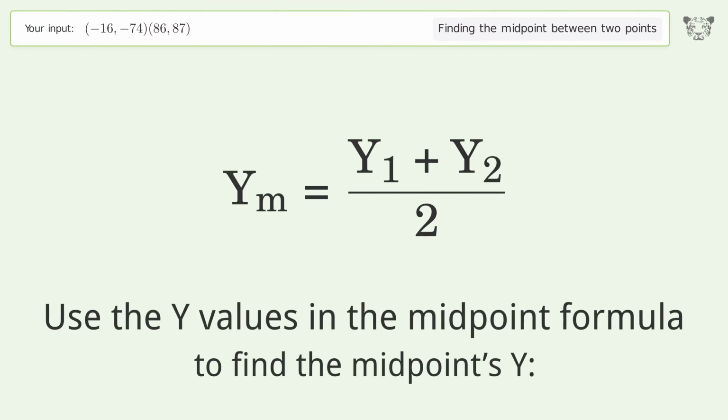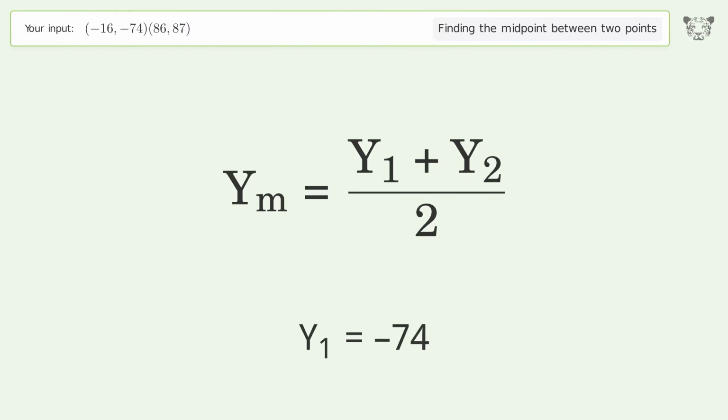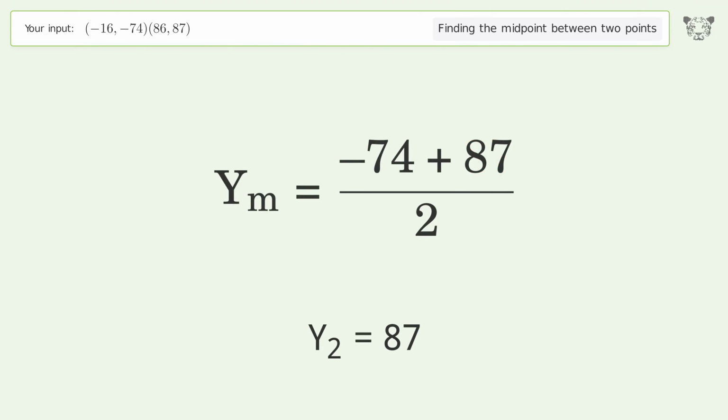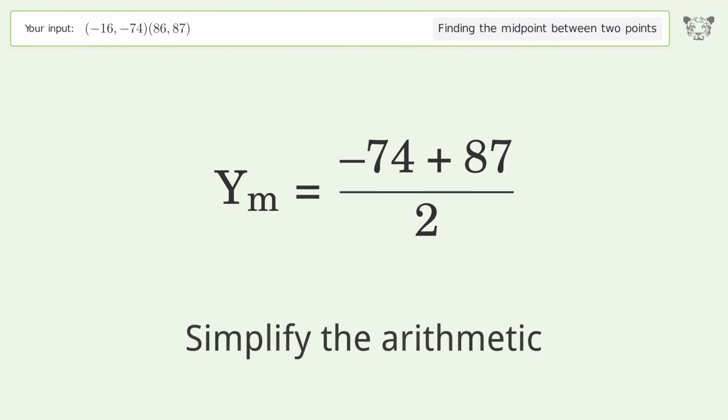Use the y values in the midpoint formula to find the midpoint's y. y1 equals -74. y2 equals 87. Simplify the arithmetic.